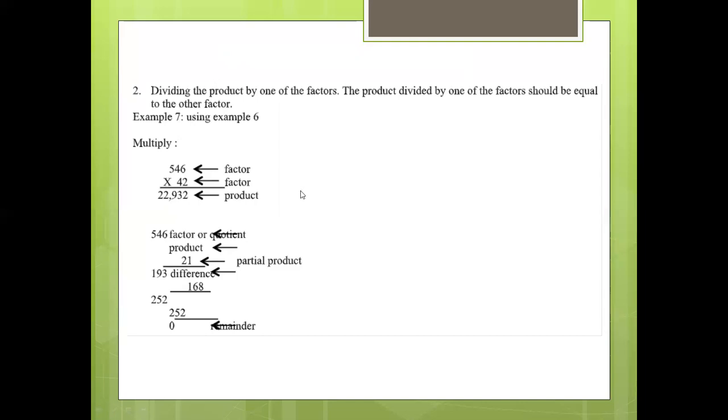So if we are going to divide 22,932 by 42, we will get the factor or the quotient 546. So kindly refer to your handouts. You will see the example, and we have a remainder of 0 as well. So you may use your calculator. Just type 22,932 divided by 42, and the factor or the quotient that we will be having is 546.